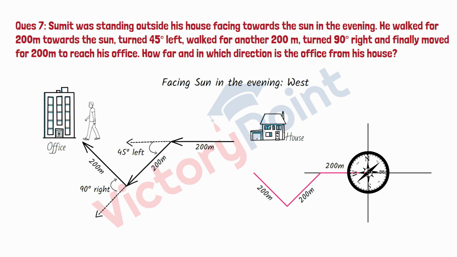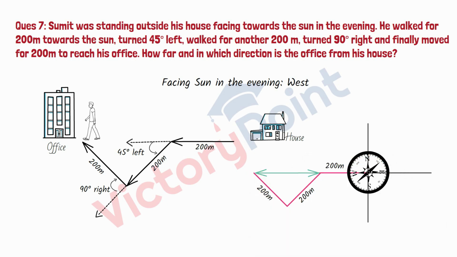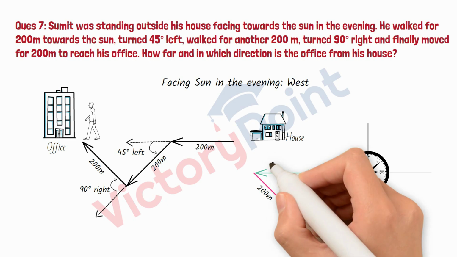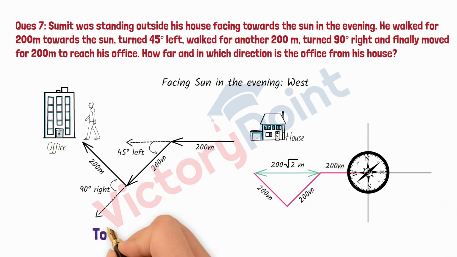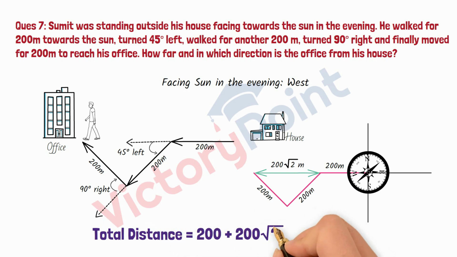Now let's see the distance. We have to find this distance. So this is again a right angled triangle where the length of both these sides is 200. I have to find the length of hypotenuse. So if you apply Pythagoras theorem, you will get this length as 200 root 2 meters. Now the total distance will be 200 meters plus 200 root 2 meters, which is approximately equal to 482 meters. And the direction is west. Now let's see the next question.